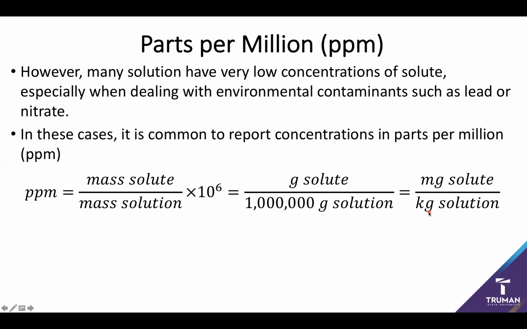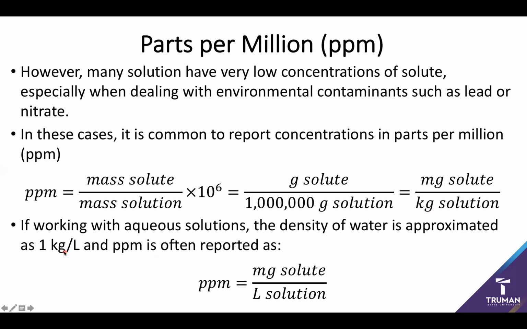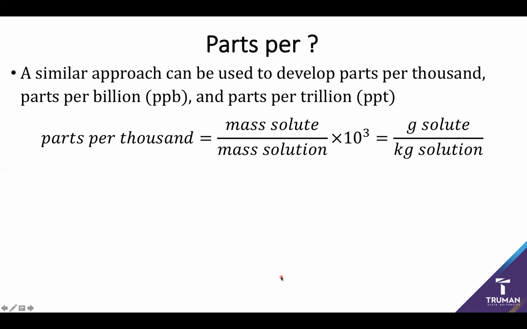However, one of the other things that is worth noting is if you have a dilute aqueous solution, you can usually treat the density of water as 1 gram per milliliter or 1 kilogram per liter. Under that case, and again, only for aqueous solutions, you can approximate parts per million as milligrams per liter. And again, this should work fairly well. However, if you've got a really dilute system, you can replace parts per million with parts per billion, or for a very dilute system, parts per trillion.